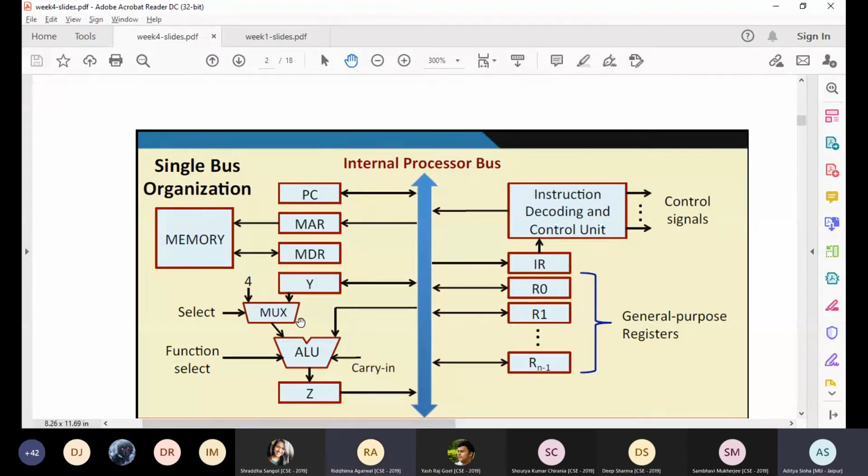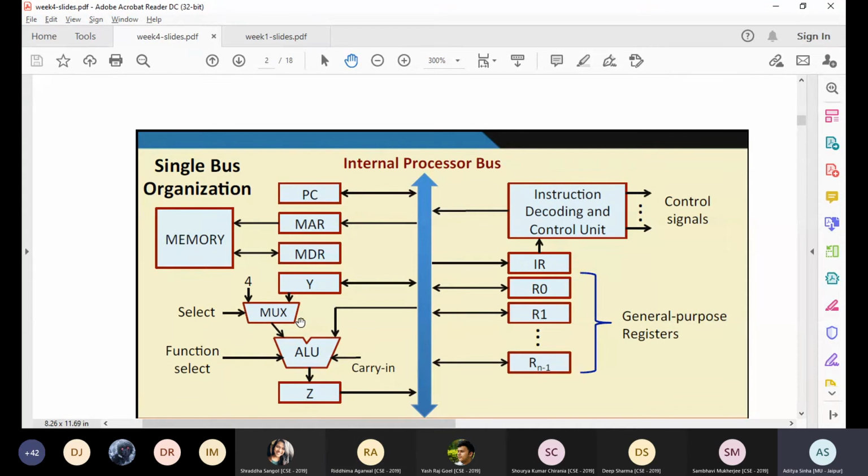It is used for selecting between different lines. What is the main use of it? Why do we use a mux? To get a single output out of many inputs. Many inputs, single output. Is it fine?